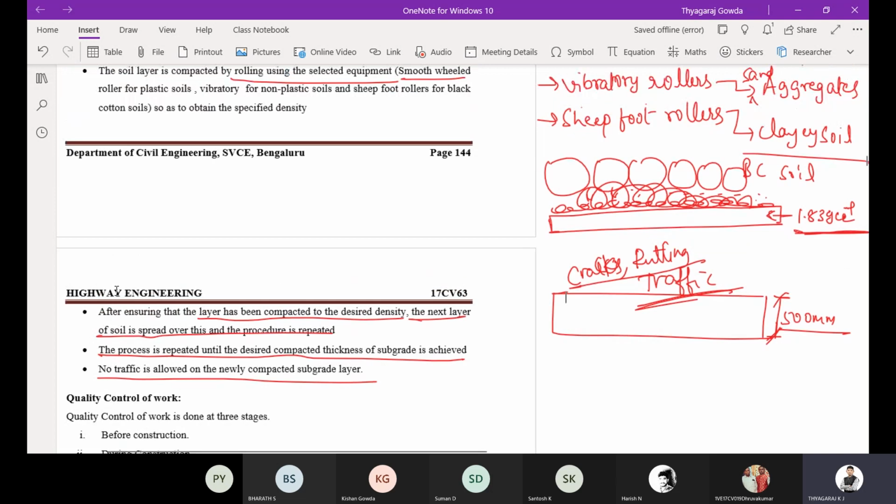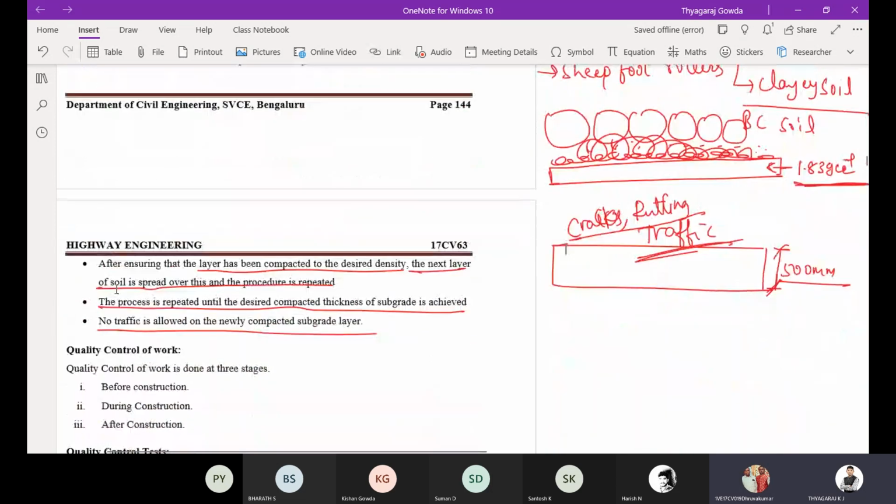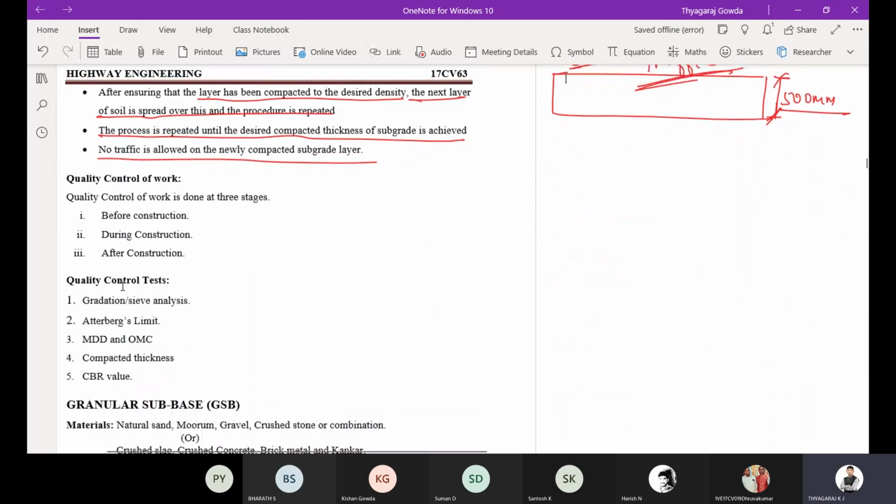Okay, is it clear how to construct the subgrade? Is it clear? Yes, sir. Kindly respond. Is it clear? Yes, sir.